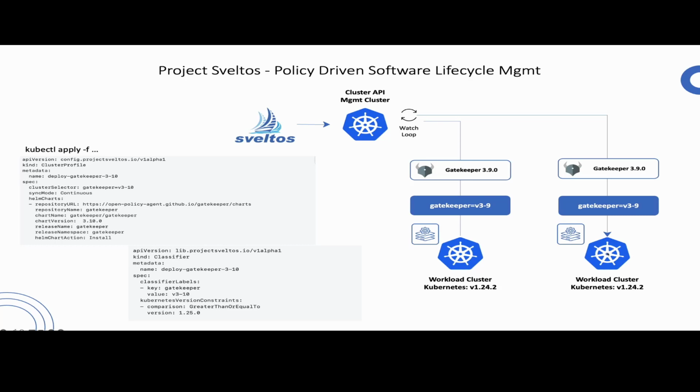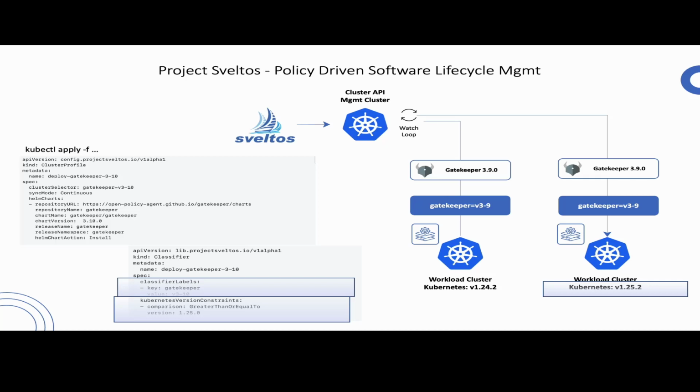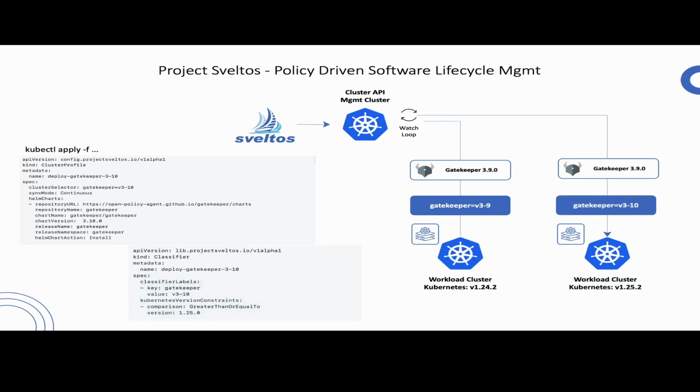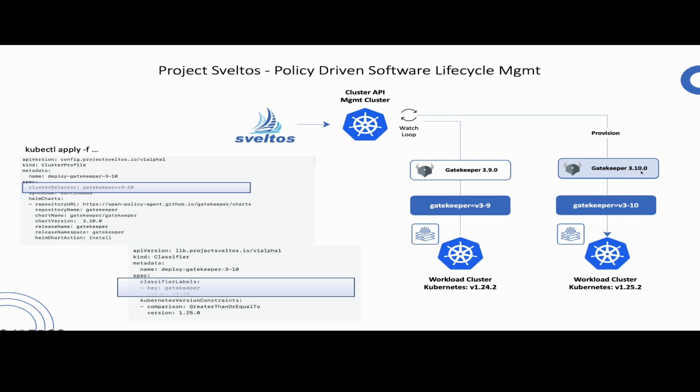So let's see what happens if this cluster here gets upgraded. If this cluster gets upgraded from 1.24.2 to 1.25.2, this cluster will stop being a match for the old classifier. It will start being a match for this new classifier. Because it matches the new classifier, the label gets updated to gatekeeper v3.10. And because the label is updated to gatekeeper v3.10, now this cluster stops being a match for the old cluster profile and starts being a match for the new cluster profile. And so the Gatekeeper version gets upgraded to 3.10.0 by Sveltos automatically.